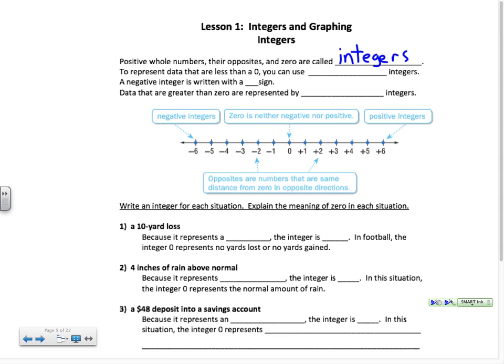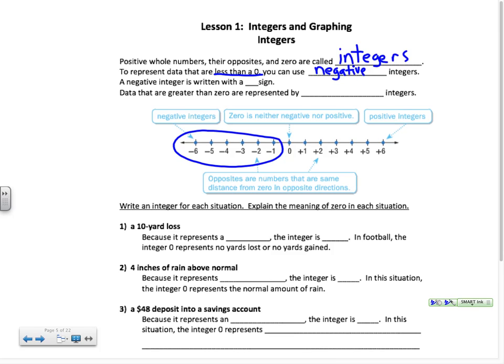Okay, so the first definition is our definition of integers. Positive whole numbers, their opposites and zero are called integers. The second part of this is to represent data that are less than zero. So all these numbers here are less than zero. You can use negative integers. That's the definition of a negative integer, numbers that are less than zero.